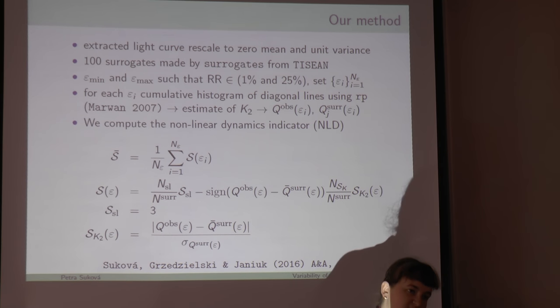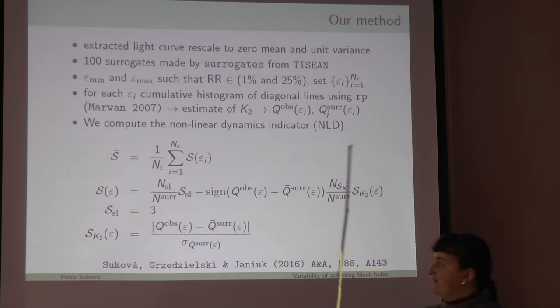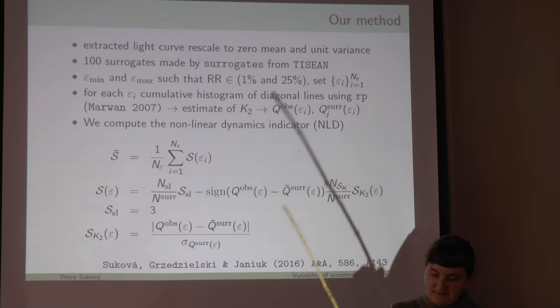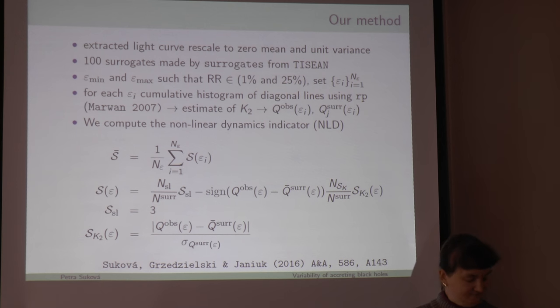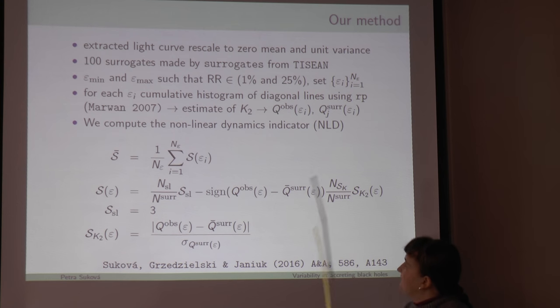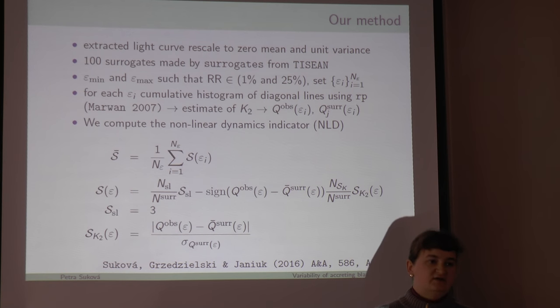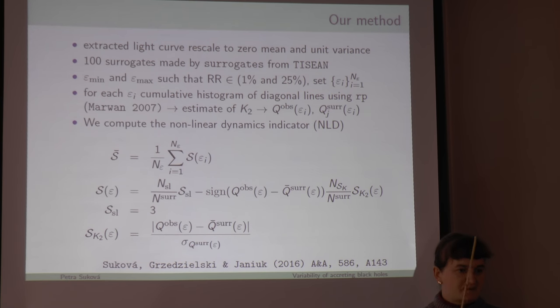Also, here are other parameters, which are the embedding dimension and the embedding delay. We have found the embedding dimension and embedding delay by the techniques of false nearest neighbors and the minimum of the autocorrelation function of the original time series. But there is actually a paper which says that some of the dynamical properties should not depend on those parameters.